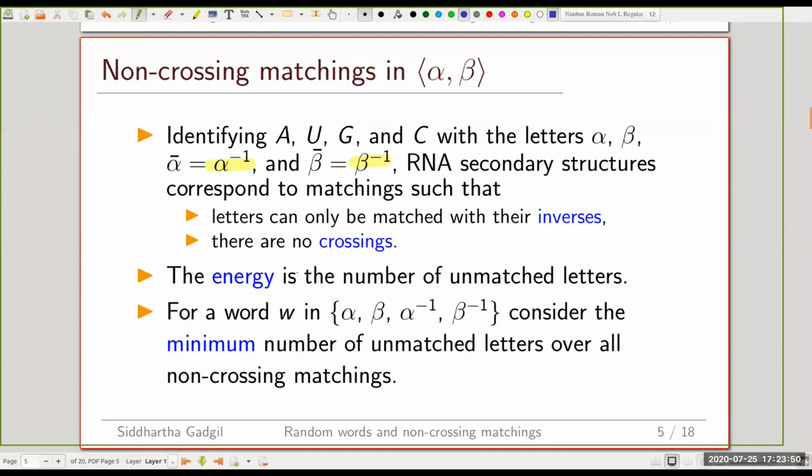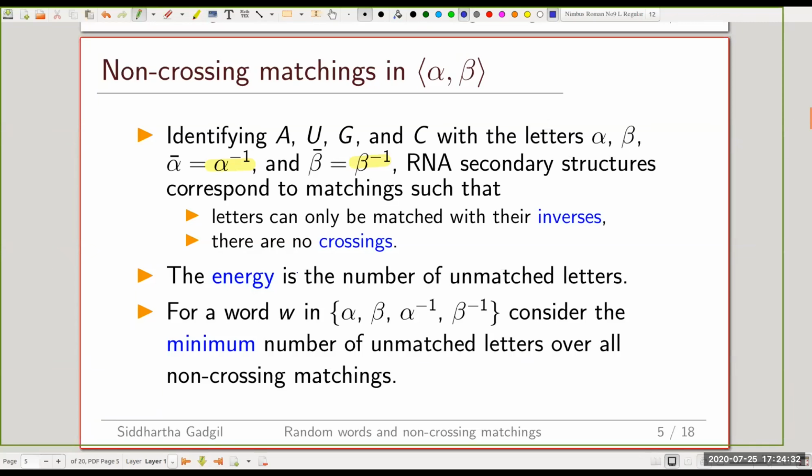Saying that, let me get back here again. Identifying these with the letters alpha, beta, alpha bar, and beta bar, RNA secondary structures correspond to matchings, which means letters matched with other letters, such that letters can only be matched with their inverses and there are no crossings. No crossing you can formally define in terms of inequalities, but you see the topological picture also. What RNA tries to do when it folds, and what we are going to look at mathematically as a length, is look at all non-crossing matchings with the condition that letters are matched to their inverse.